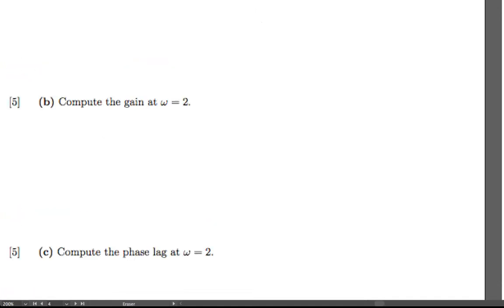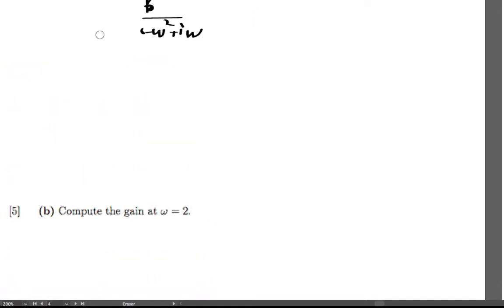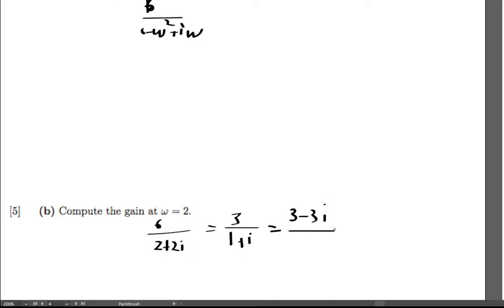And then compute the gain at omega is 2. Computing that entire thing in my head would give you 6 over 2 plus 2i. That's 3 over 1 plus i. That's actually equal to 3 minus 3i over 2. Wait, is it 2? No. Oh yeah, wait, no, yeah, it's over 2.